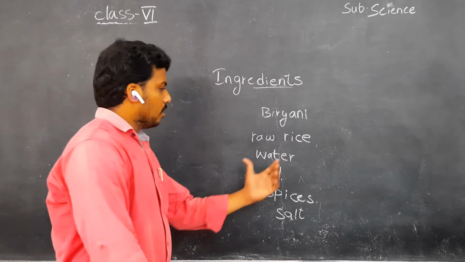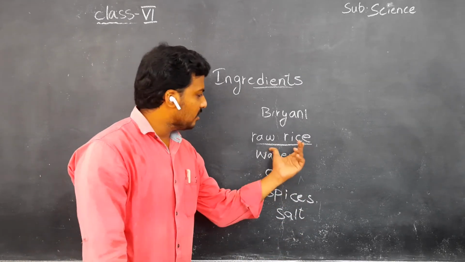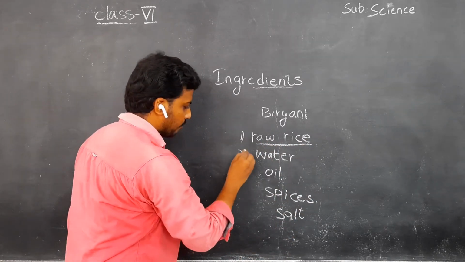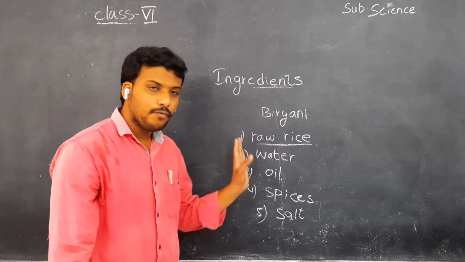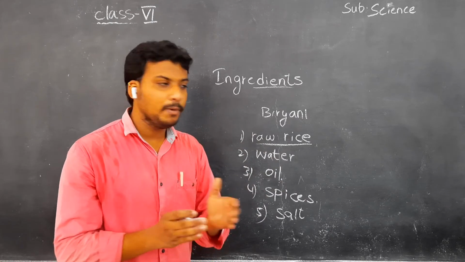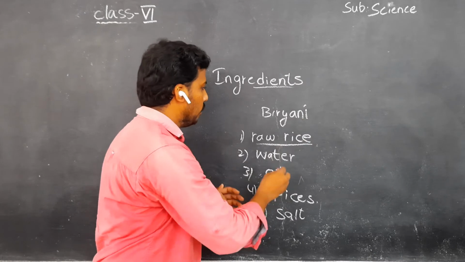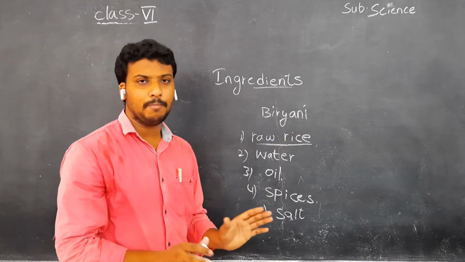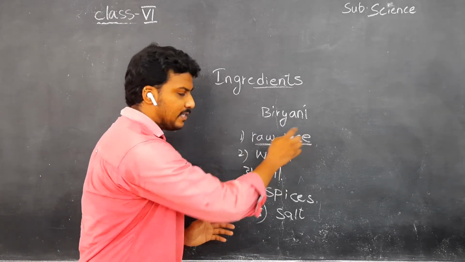Children, look at the first material, that is raw rice. Where does this raw rice come from? This was one of the materials. I noticed here 5 materials, children, but there are many materials required to prepare biryani. But from my point of view, I am saying only 5 materials which are required to prepare biryani.